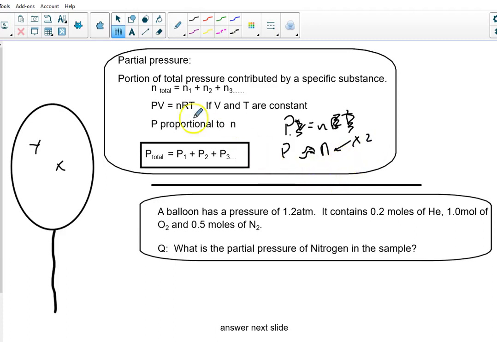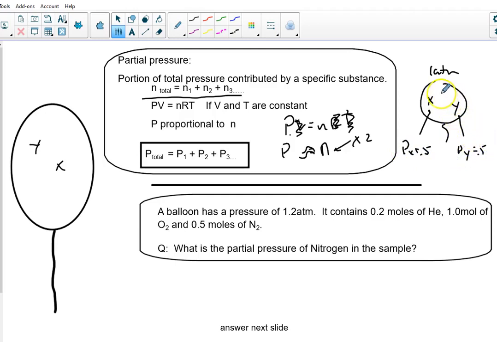So it's not only that the number of particles is proportional to the total particles, but the partial pressure is proportional to the total pressure. For example, if you had a balloon where half the particles are X and half the particles are Y, and the total pressure is just say 1 atmosphere, then the partial pressure of X is 0.5, and the partial pressure of Y is 0.5.